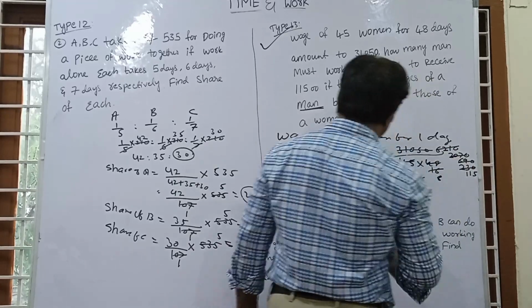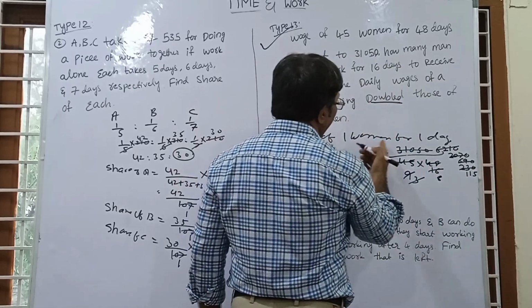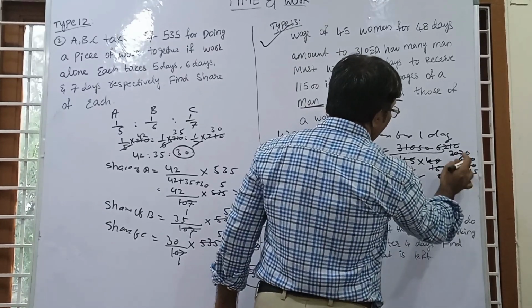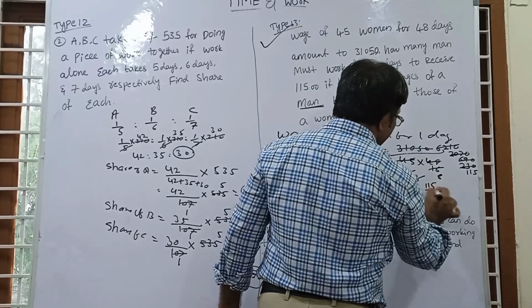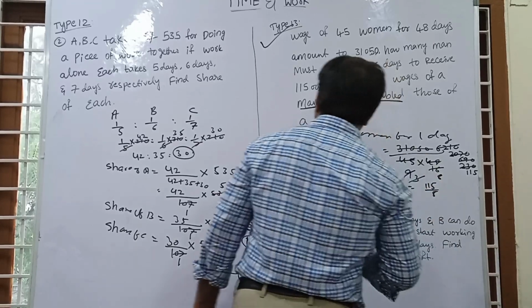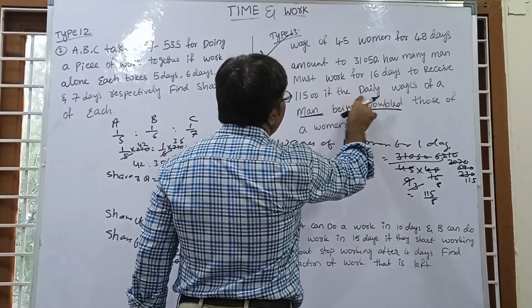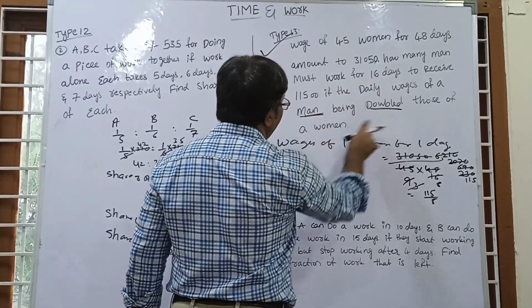Now you cannot cancel. So the wages of one woman for one day is, how much is this? This is 115 upon 8 rupees. Okay. So now what is given? The daily wages of a man is double the payment.